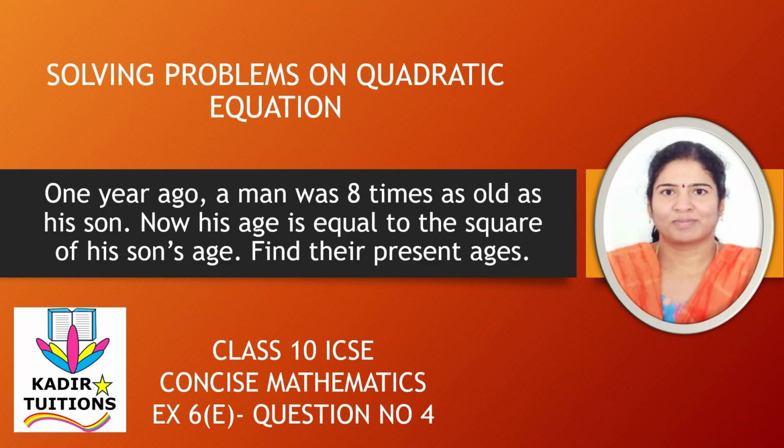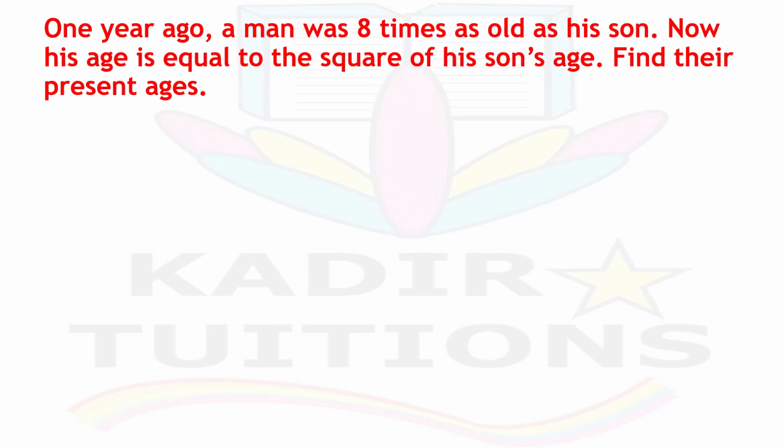In this video, we are going to see one more quadratic equation problem, which belongs to exercise 6C, question number 4 of Concise Mathematics. In this question, they are talking about 1 year ago, a man was 8 times as old as his son. Now his age is equal to the square of his son's age. Find their present age. So they have given information between the son and the man.